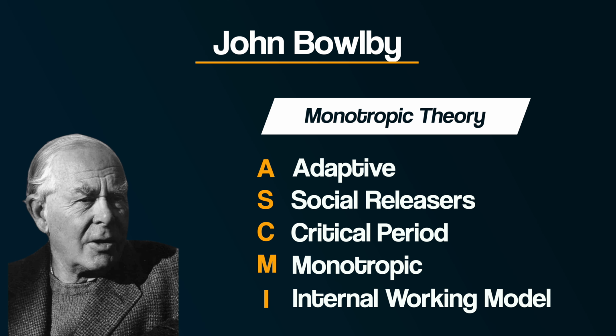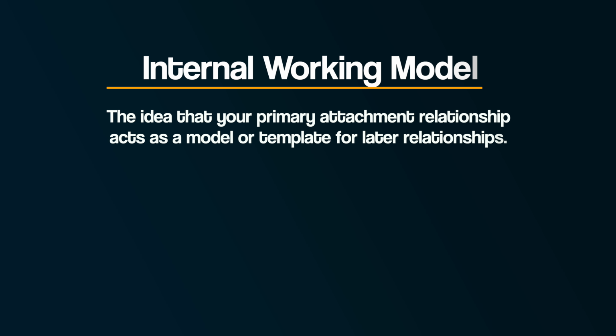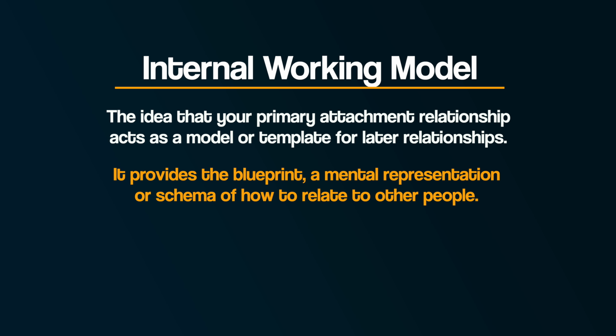Whilst early experiences that can affect later relationships refers to the last part of the attachment topic, it also includes reference to other parts of the course, notably Bowlby's monotropic theory and Bowlby's maternal deprivation theory. The key part of Bowlby's theory it relates to is the internal working model. This is the idea that your primary attachment relationship acts as a model or template for later relationships. It provides the blueprint, a mental representation or schema of how to relate to other people.